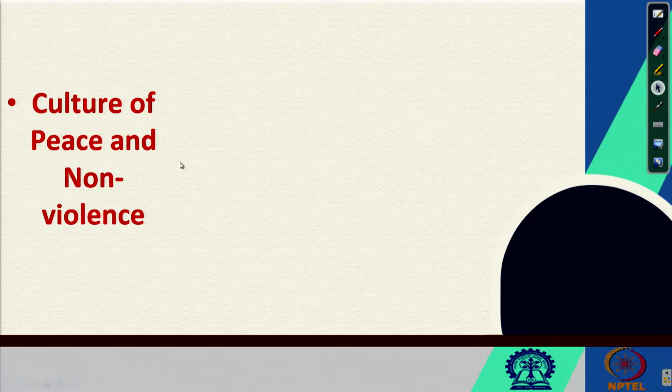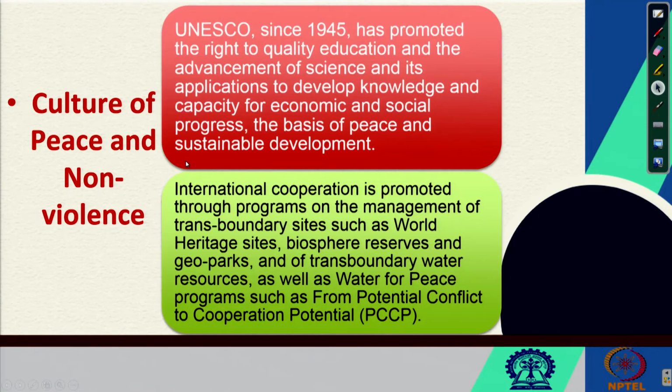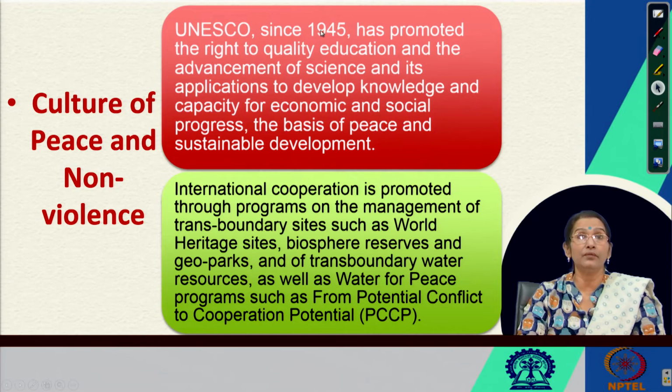Therefore, that is why UNESCO again and again is advocating for the culture of peace and non-violence, how we can build this kind of culture of peace and non-violence. Since 1945, UNESCO has actually promoted the right to equality in education and the advancement of science and its application to develop the knowledge and capacity for economic and social progress. So, these are the basis of peace and sustainable development.